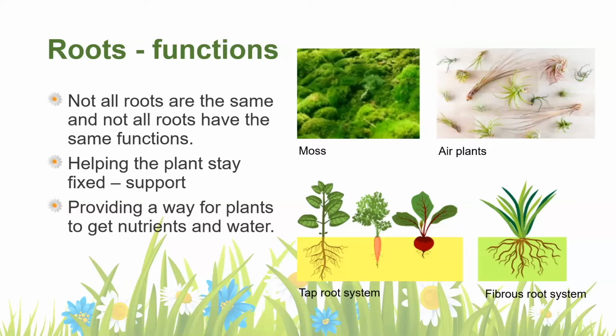So, as you can see, without roots, plants would not have an anchor or support, and an important part of the system that provides plants with nutrients and water would be missing.